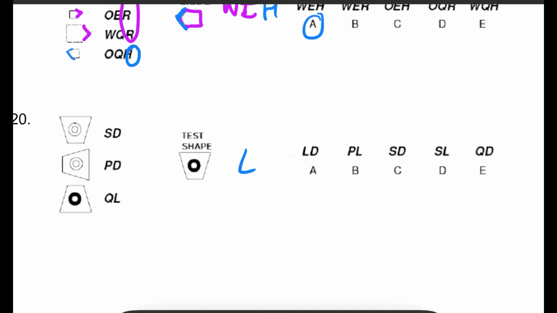Now onto the first letter. They all have a different first letter, and as you can see, the orientation of the shape is different in all of them. So we've got to find the one that matches the test shape. So it's like this here, same as this one. So the first letter here was an S, so the first letter here will be an S, SL, so the answer is D.